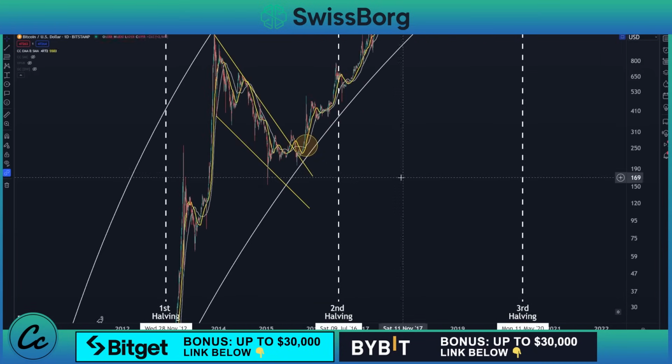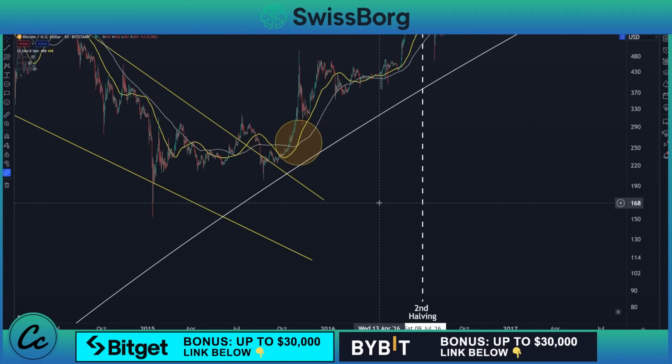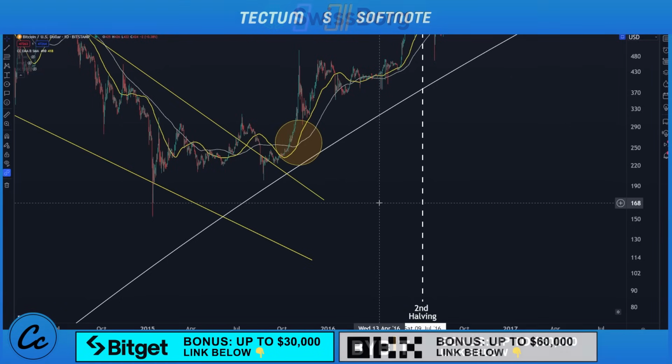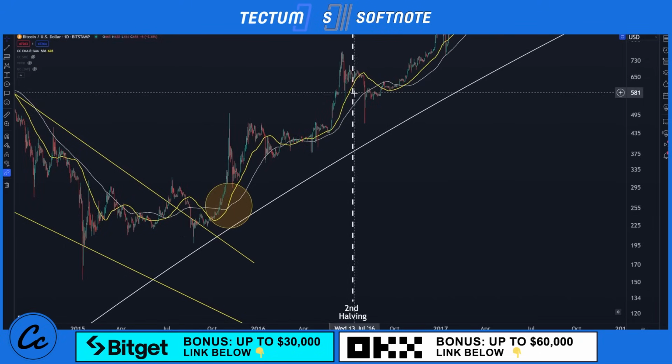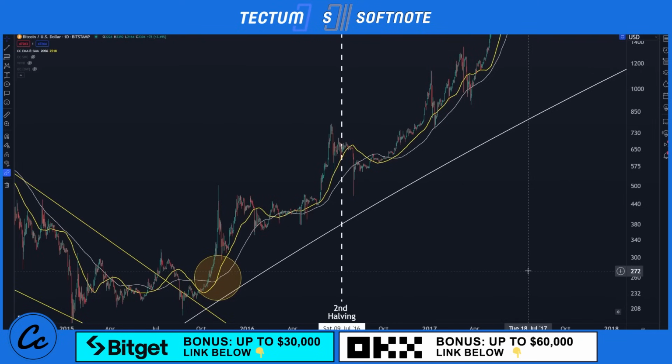Now, if I zoom in here, you can see we have the 50 SMA, the moving average, crossing above the 100 moving average, the white line there. And this bullish cross that we've seen after the Bitcoin has bottomed out is leading us into a halving event. Okay, so as you can see, this line down here is the second Bitcoin halving. This was July of 2016.